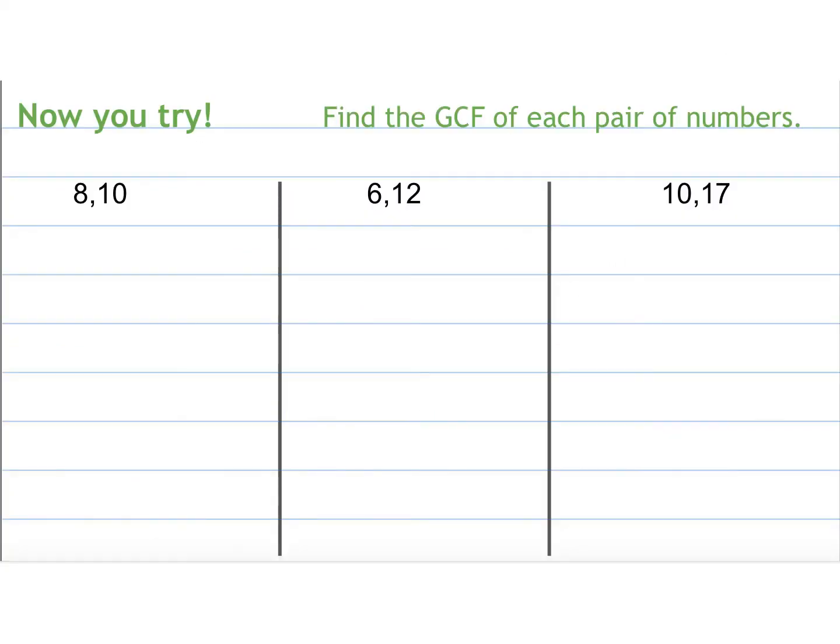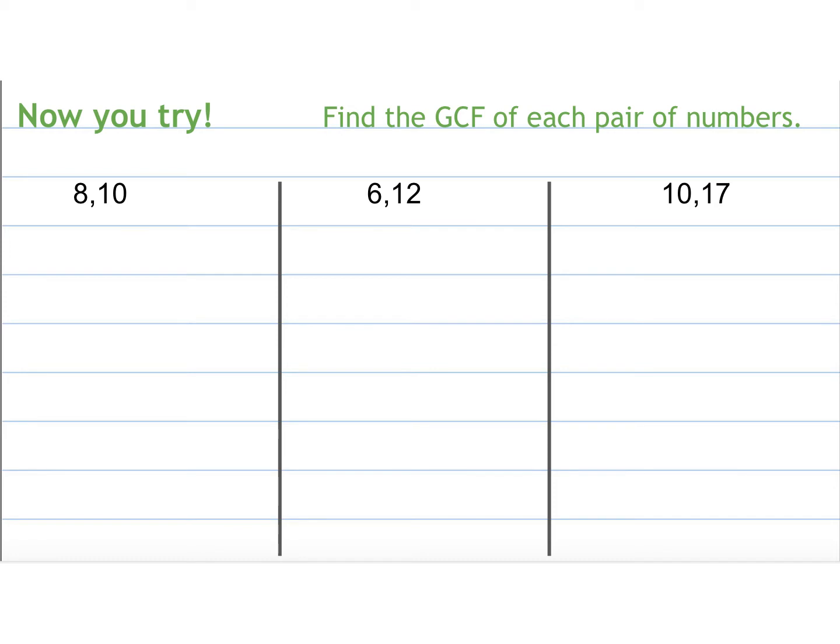Okay, now I would love it if you tried. Try to find the greatest common factor of each of these pairs of numbers. You can use any of the methods you'd like. I'm noticing that these are all pretty small numbers, so I'm thinking listing might be helpful for some of them. But I'm going to show you other ways. So go ahead and try if you'd like, and then come back to check.